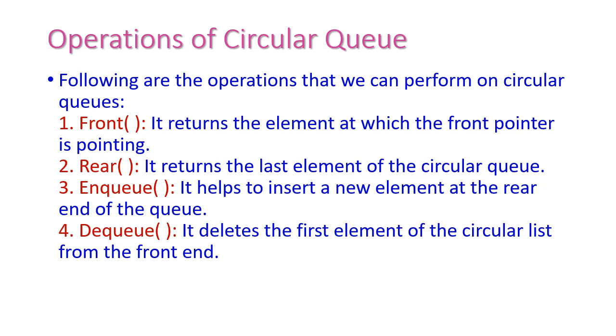Next, let us see the operations of circular queue. Here, the first one is front. The front function returns the element at which the front pointer is pointing. This is the front item. And rear, this function is used to print the last element in the queue. And enqueue, as usual, is used to insert a new element at the rear end of the queue. And dequeue deletes the first element in the circular queue from the front side.